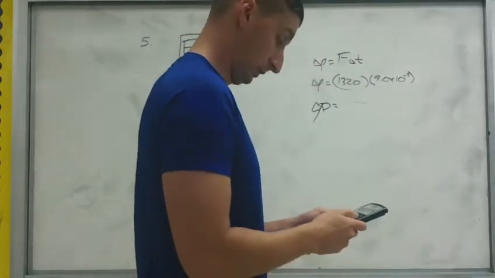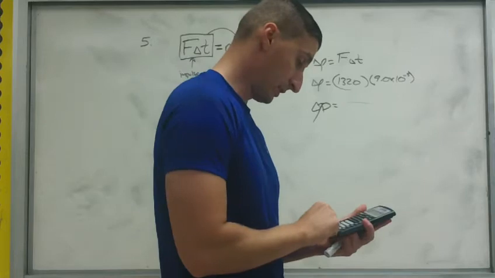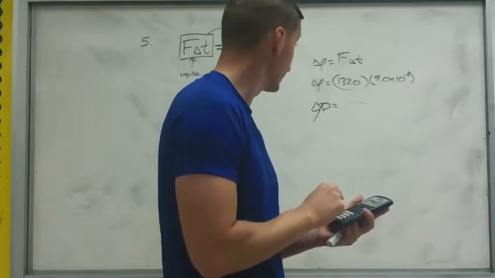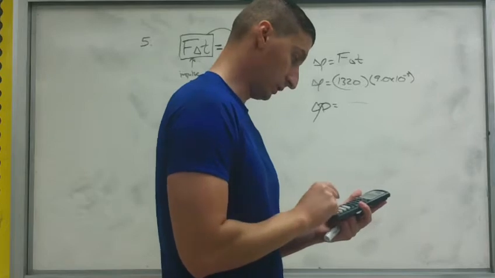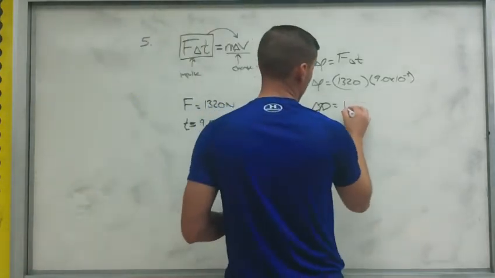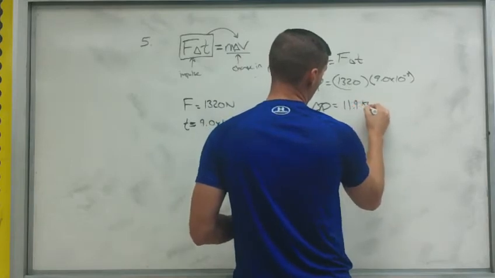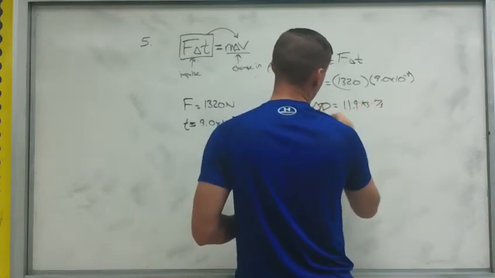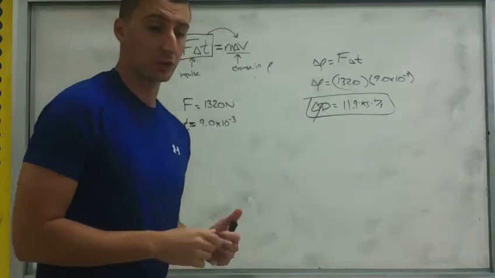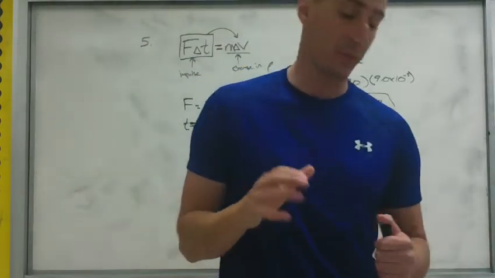I get 9.0 × 10^-3 times 1320. I get 11.9 kilogram meters per second. All right. Pretty easy stuff so far, just working with that impulse momentum theorem.